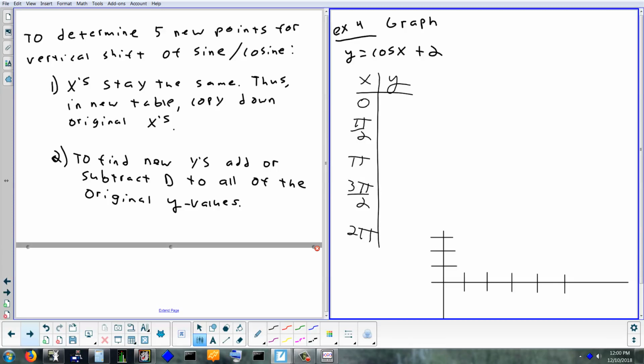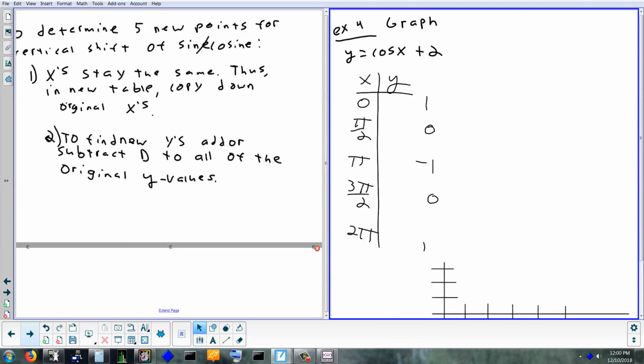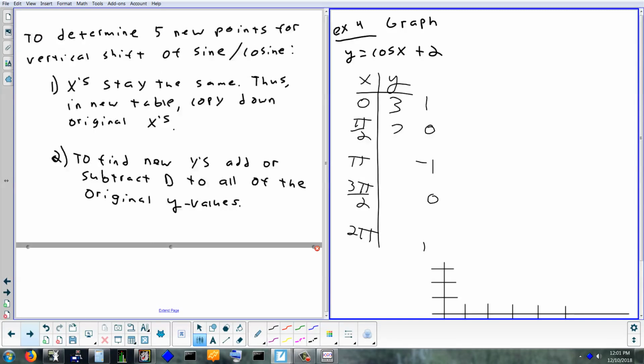Now my original y's for cosine are 1, 0, -1, 0, 1. Eventually you just got to kind of memorize those. If I add 2 to all of them, can somebody tell me what my new y values would be? Yeah. 3, 2, 1, 2, 3. Yep. 3, 2, 1, 2, 3. And that's it. So vertical shift, that's all you've got to do.